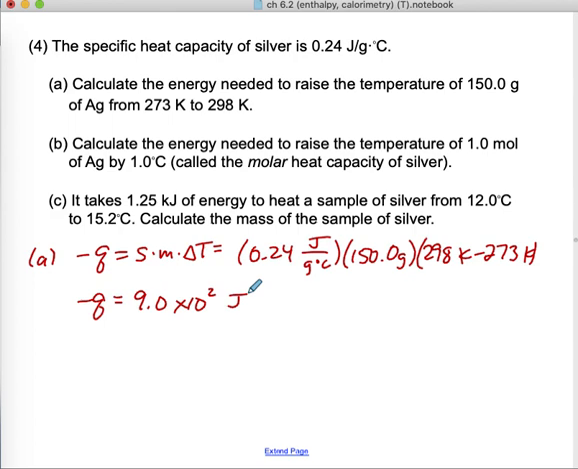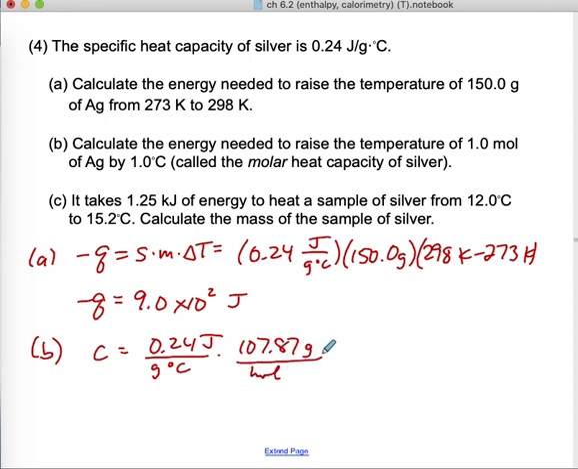B, calculate the energy needed to raise 1 mole of silver by 1 degree Celsius. As we said before, we'll just use the molar mass. So C is 0.24 joules per gram degree Celsius times 107.87 grams per mole times 1 degree Celsius per 1 Kelvin, or 26 joules per mole Kelvin.